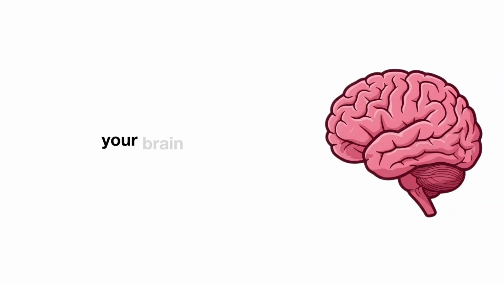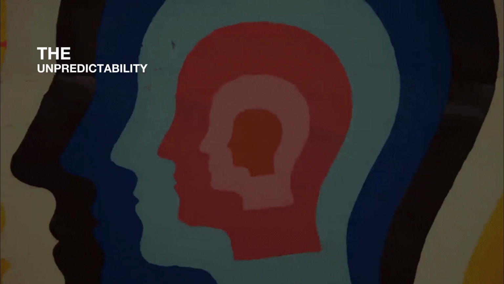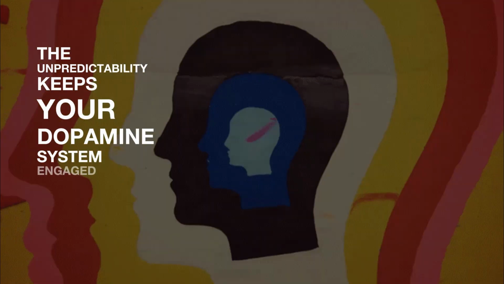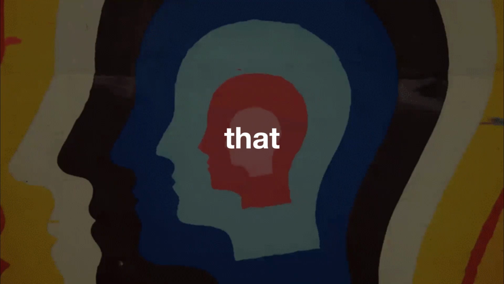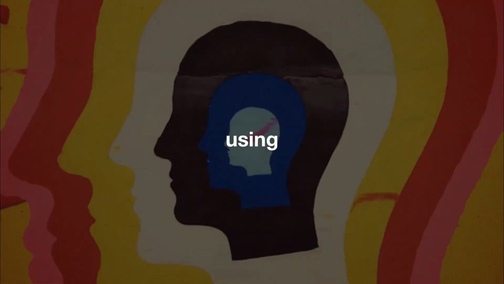Week three is where you add variability. This is key because if every reward is the same, your brain gets bored. So after each Pomodoro, randomly pick something from your reward list. Sometimes it's a 1-minute reward, sometimes 5 minutes, sometimes 15. The unpredictability keeps your dopamine system engaged. This is the same principle that makes gambling addictive, except we're using it for good.